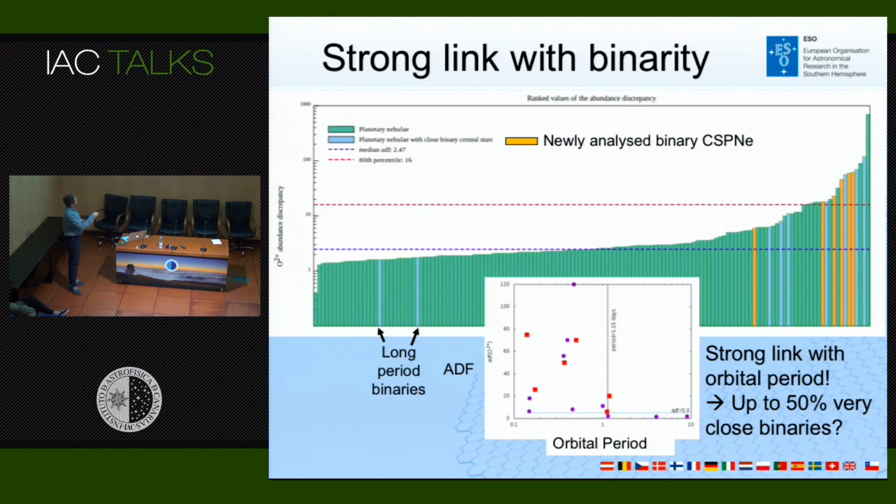And as you can see here, this fraction is about half of the total number. So even though there may be some observational bias and so on, it still means that on the whole there could be up to 50% of close binaries with very short periods inside planetary nebulae. So it's a huge number.